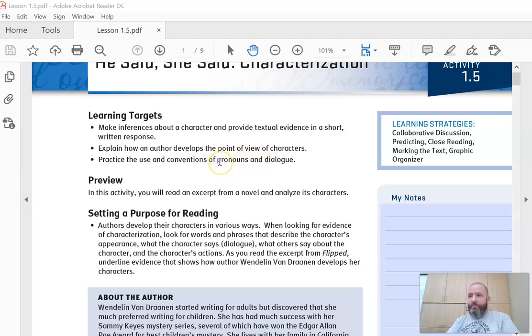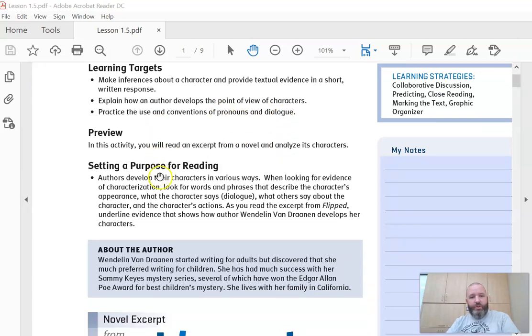And remember, pronouns are words that replace nouns. So instead of saying Bill, you can say he or him or I or we or us. Those are all pronouns. And dialogue is people speaking.